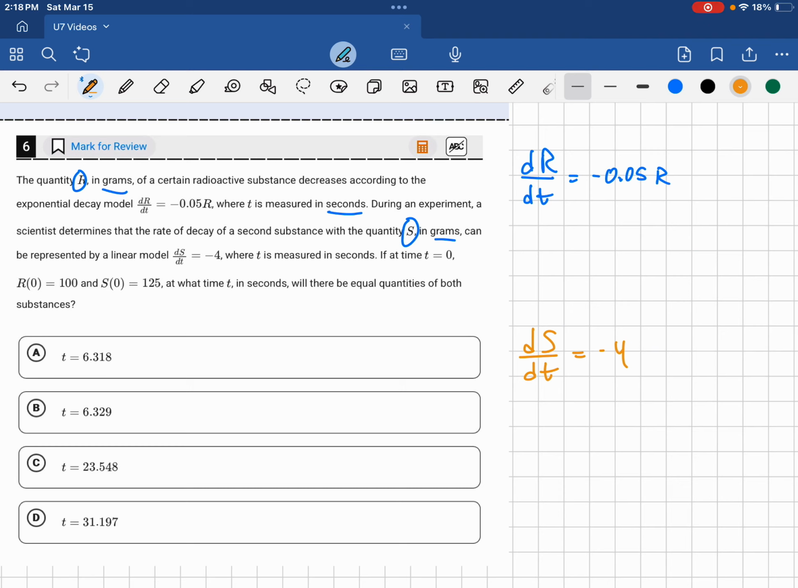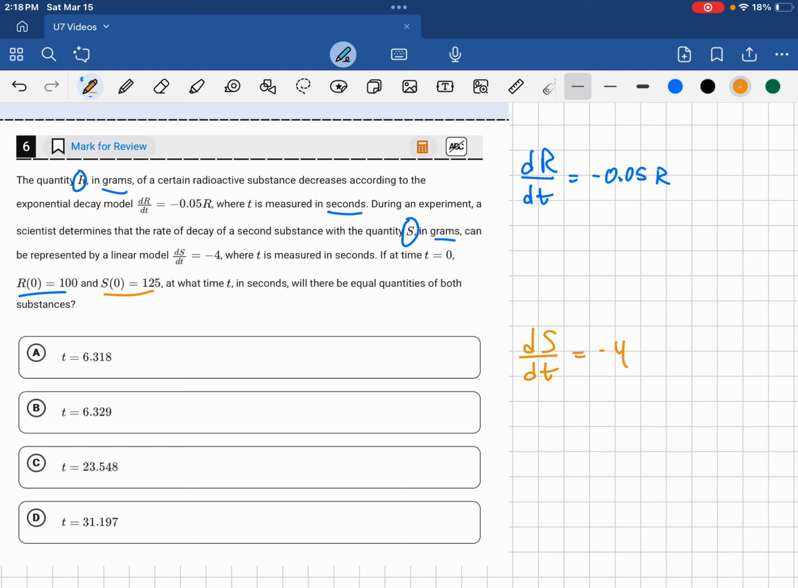Looks like they give us initial values. We're given that R is 100 at the beginning, which is t equals 0. And we're also given that S is 125 when we're at 0. At what time in seconds will there be equal quantities of both substances?